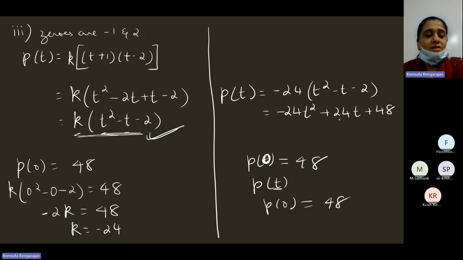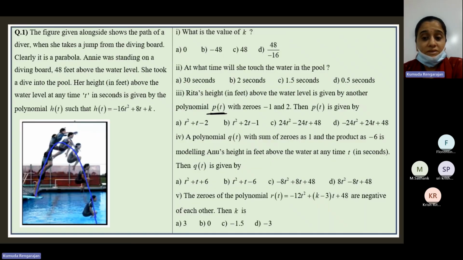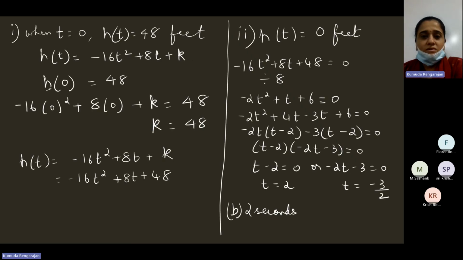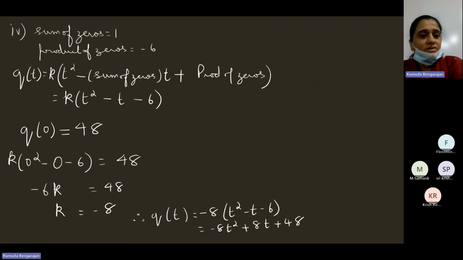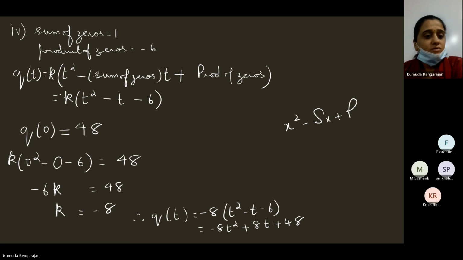That's the third one. And in the fourth one, we were given the sum and the product of the zeros. Okay, so again, we have a standard form like this: k into t square minus sum of the zeros into t plus the product of the zeros. Like x square minus sum of the zeros into x plus product. Correct? This is standard form. So like that, we constructed the other person's polynomial. And again, we had to find the value of k. And that was called Q of t.